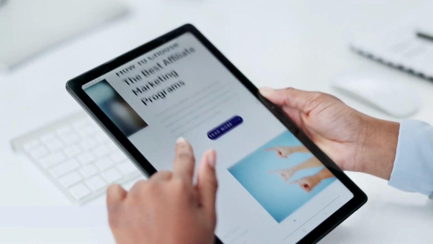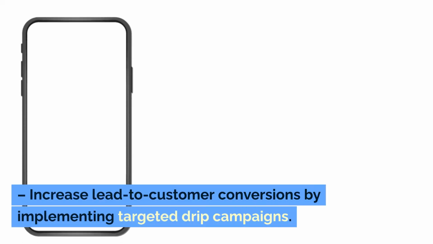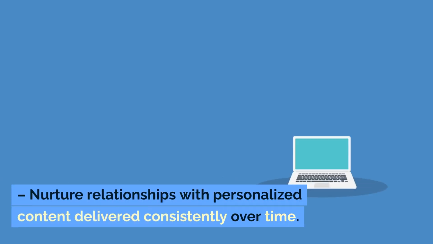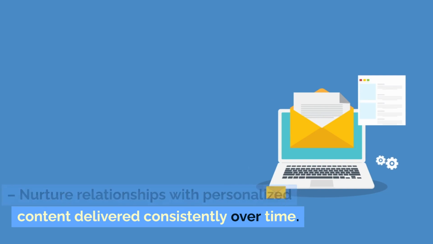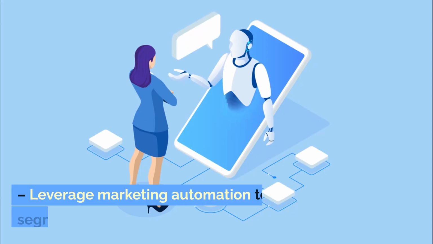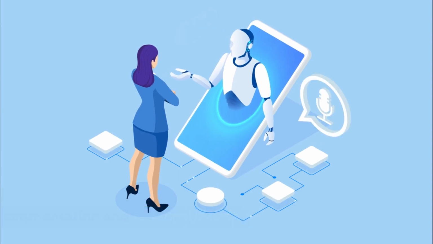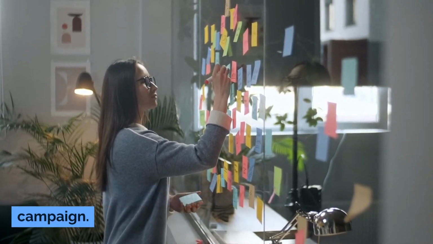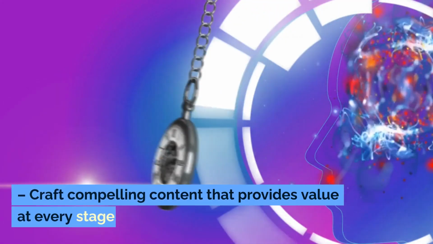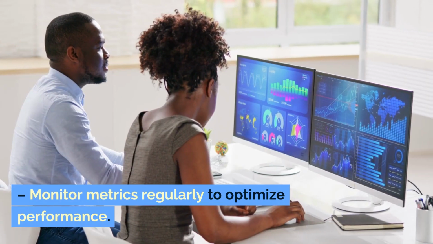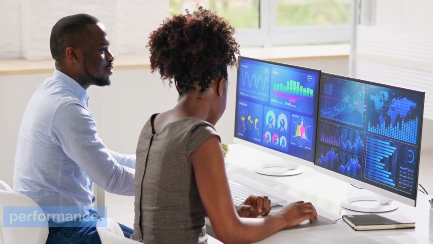Concrete takeaways. Increase lead-to-customer conversions by implementing targeted drip campaigns. Nurture relationships with personalized content delivered consistently over time. Leverage marketing automation tools for segmentation and personalization. Set clear goals before launching a drip campaign. Craft compelling content that provides value at every stage. Monitor metrics regularly to optimize performance.